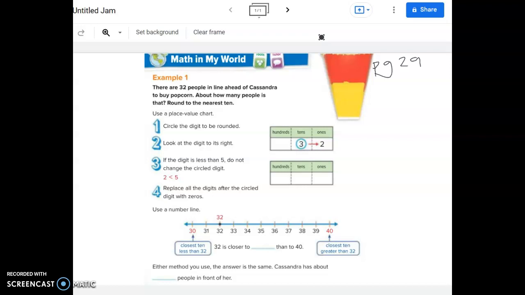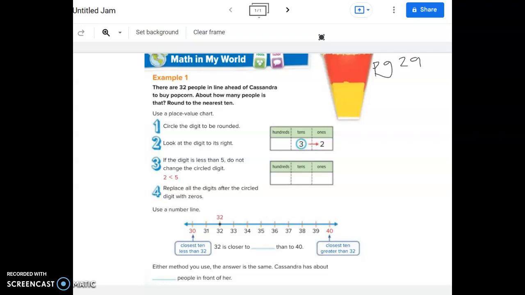Now the example asks us as follows. It says there are 32 people in the line ahead of Cassandra to buy popcorn. About how many people is that? Round to the nearest 10. Now the instructions say, use a place value chart. So here is our place value chart.